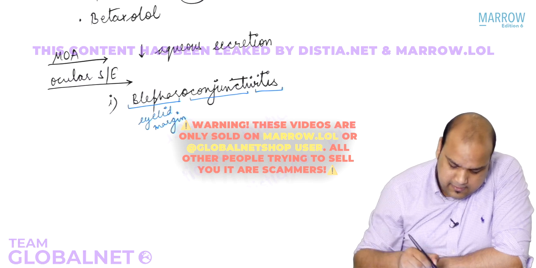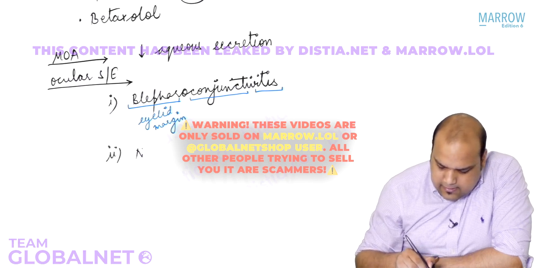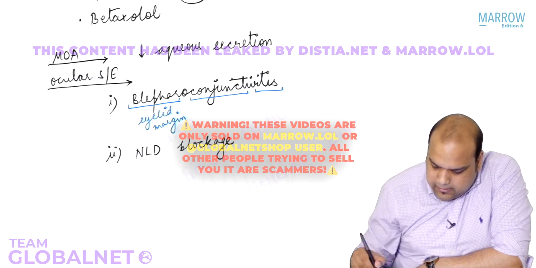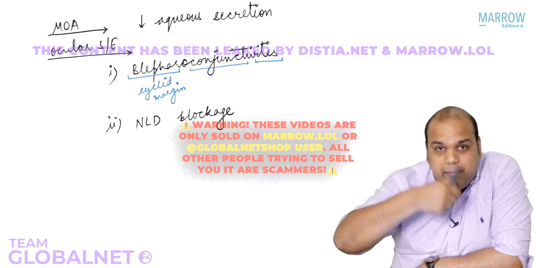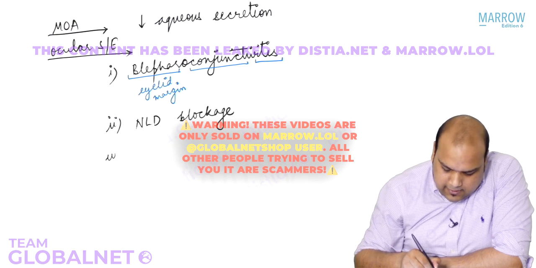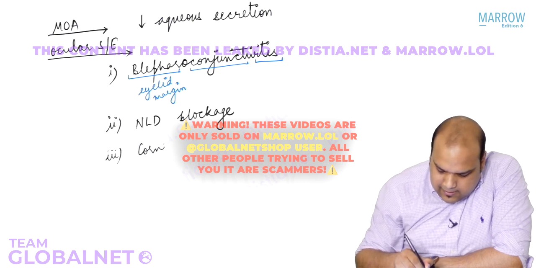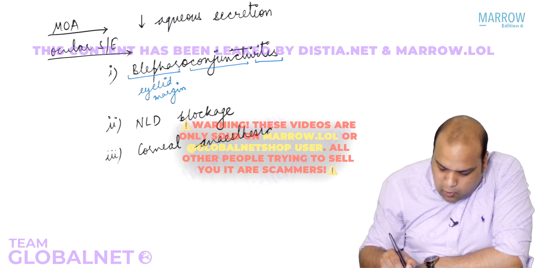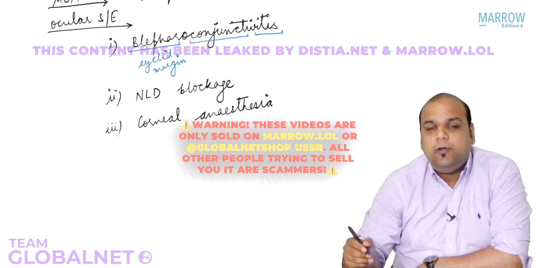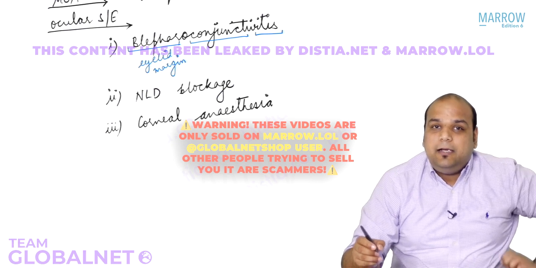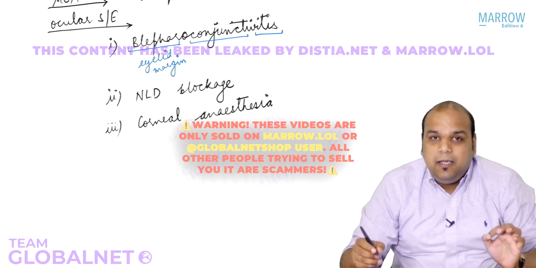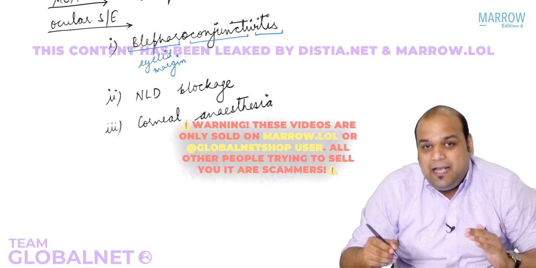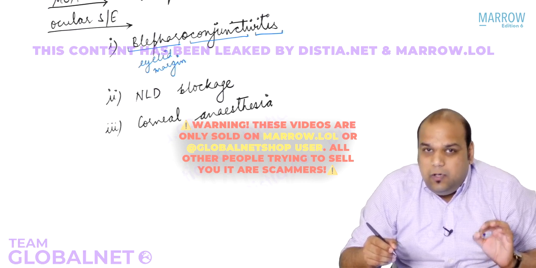I hope there is no confusion in this. Yes? Then, the second important side effect is NLD blockage. Nasolacrimal duct blockage. Yes? Third important side effect is corneal anesthesia. This has already been stated as a cause of corneal anesthesia in the lecture on basic anatomy, where we had given the mnemonic HDLACTS. HDL acts, T for topical timolol eye drops.